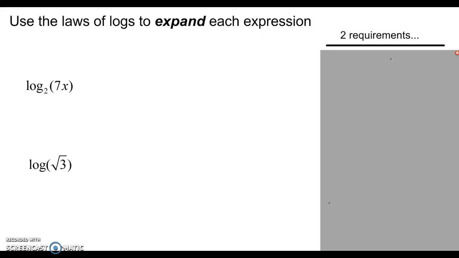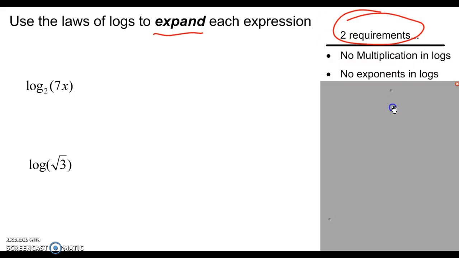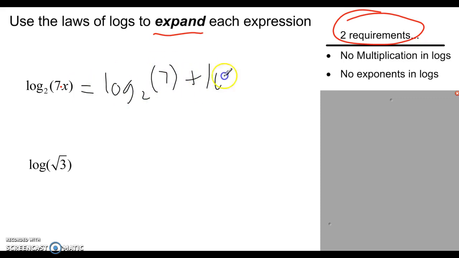So now I'm going to use the laws of logarithms to expand the expression. There are two requirements. If you are going to expand an expression, these two things must be true. There should be no multiplication inside of the logarithms, and there should be no exponents in the logs. So right now this expression is not fully expanded because there is multiplication inside of that log, so I'm going to break it apart. Log base 2 of 7 plus log base 2 of x. And so then we're done.